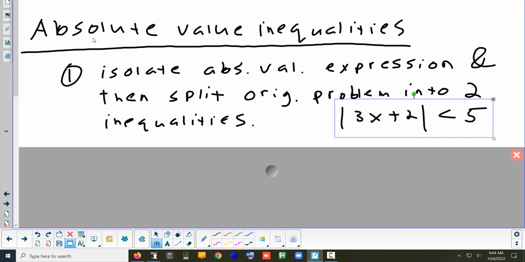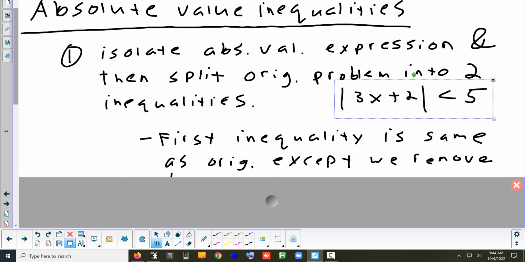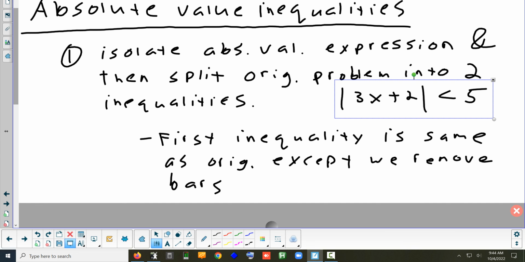Would it be negative 3x plus 2 is less than 5? Less than 5, yep. So the first inequality, all you do is take away the bars. That's exactly what we did yesterday. 3x plus 2 is less than 5.